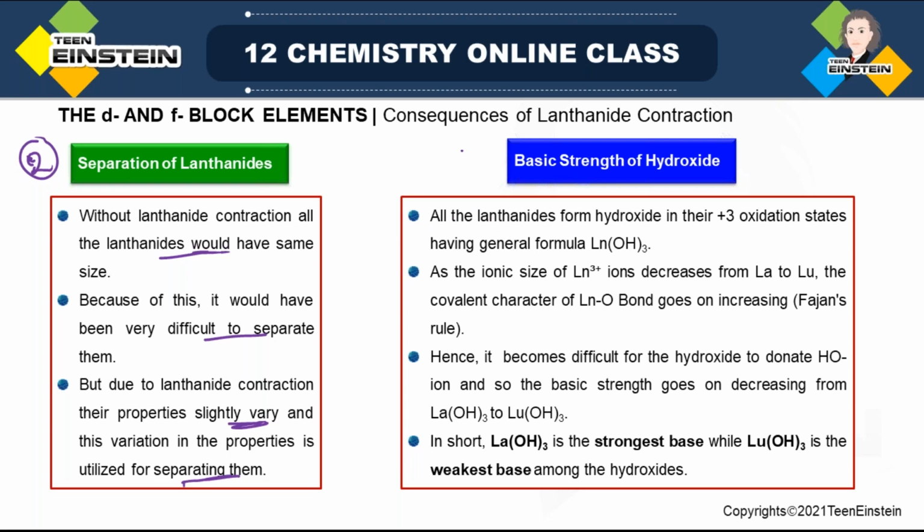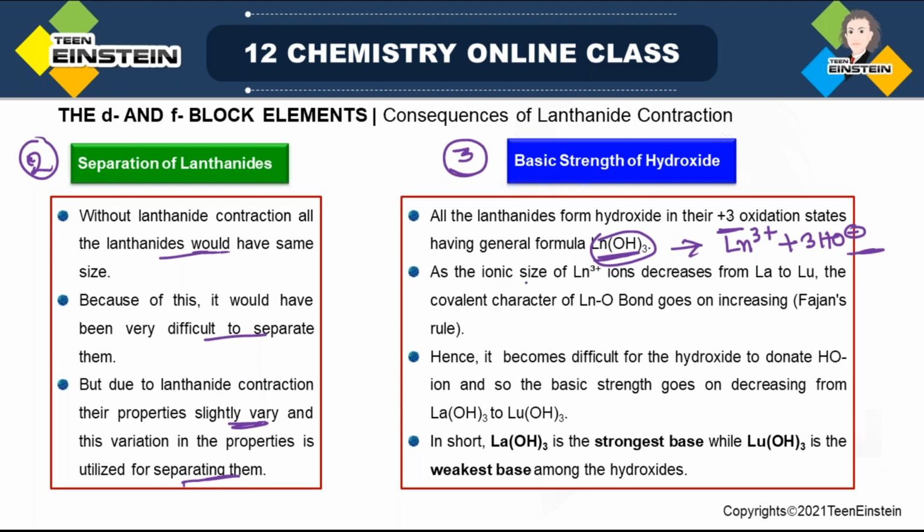Then the third point, basic strength of hydroxide. Here we are talking about Ln(OH)3. Ln is the general term for any lanthanide. All of these lanthanides, when they are in the +3 oxidation state, can form this type of hydroxide. If it dissociates, it will form Ln3+ and 3HO-. When this dissociation is very good, the HO- concentration is high, and a high HO- concentration means basicity is also very good.